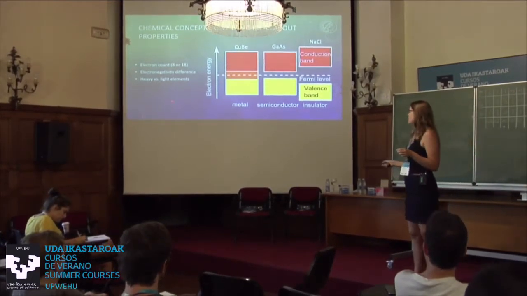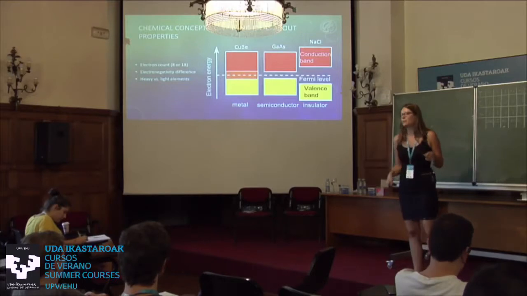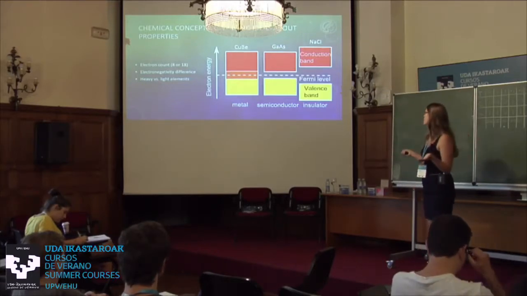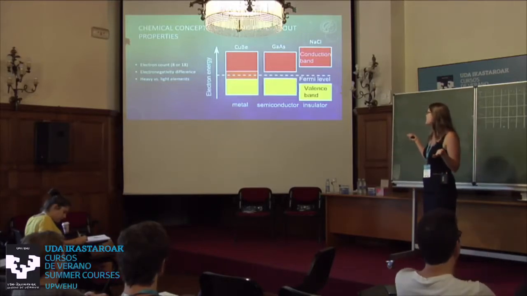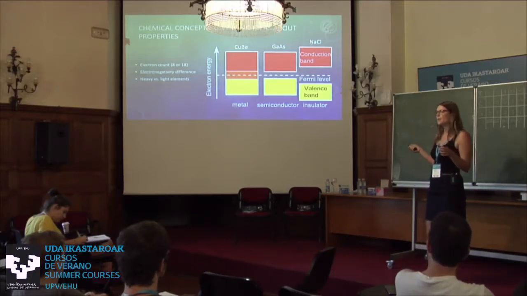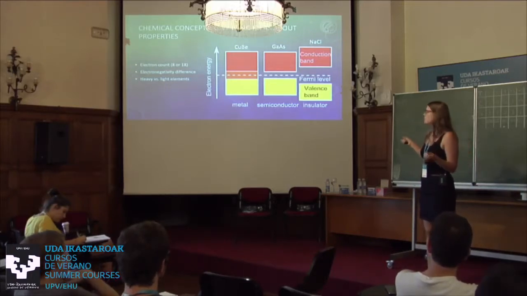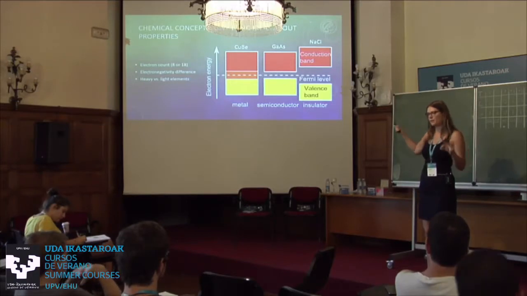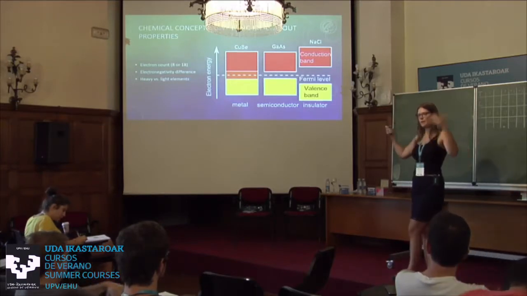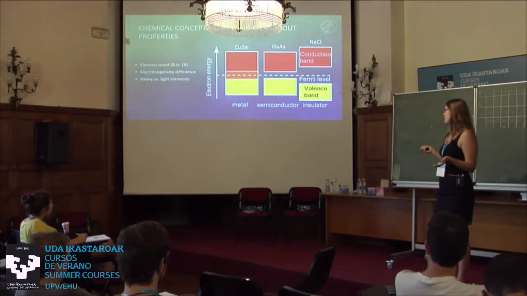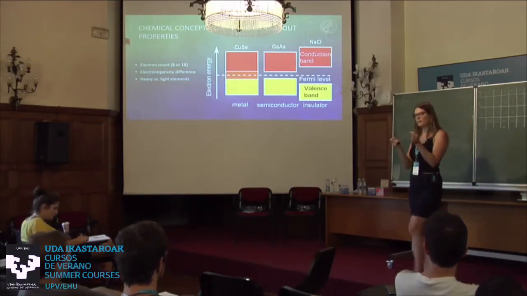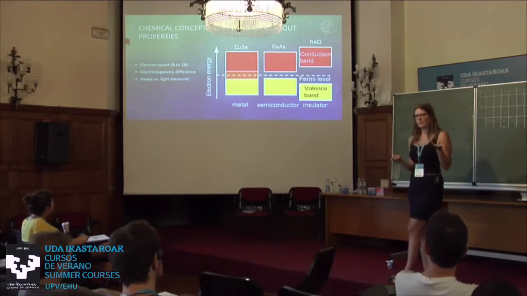And then also, if you look at the electronegativity difference, or if the elements are very heavy or not, we can get an estimate about if it's going to be a semiconductor or an insulator, because we will intuitively know that sodium chloride, which has a very large electronegativity difference, will be a wide bandgap insulator, whereas gallium arsenide, where the electronegativity difference isn't as large, will be a semiconductor.